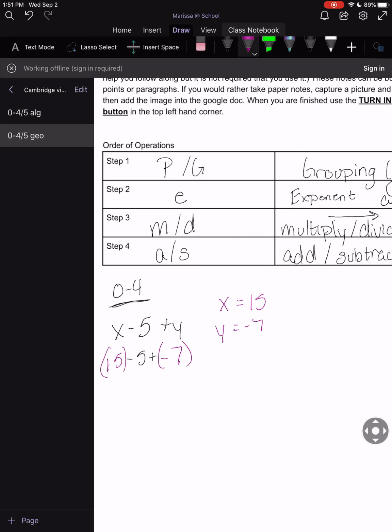I don't have any extra symbols between my 15 and my 5, so I'm just going to go ahead and do 15 minus 5 right now. I've only got adding and subtracting in here, and remember, we always do whatever comes first from left to right. So 15 minus 5 is 10. I then have plus negative 7. If I'm adding a negative, I'm really subtracting, and I hope that you all caught on to that. So I'm really subtracting 7 from 10. So 10 minus 7 then would give me an answer of 3.